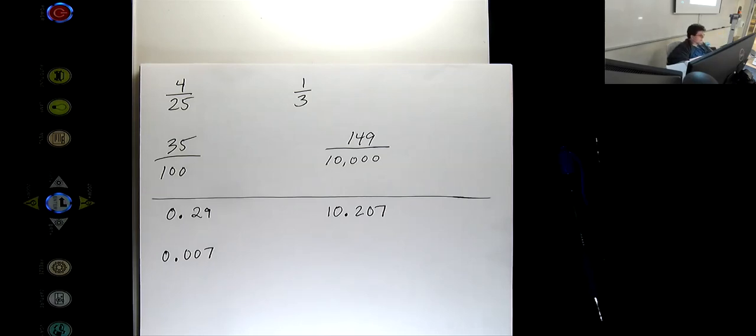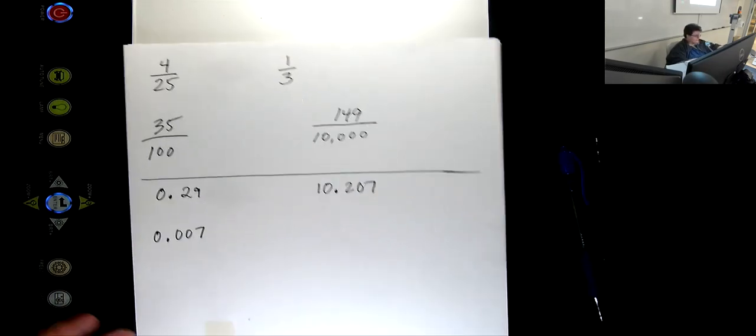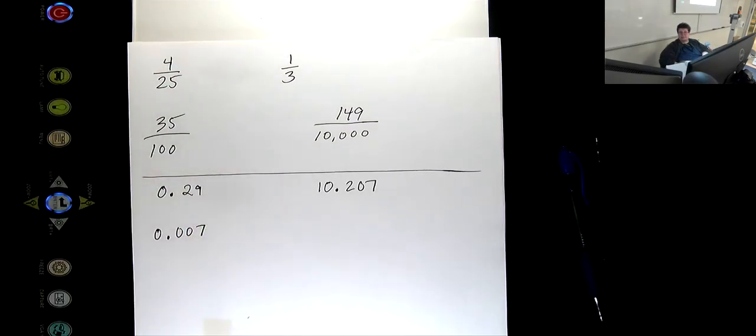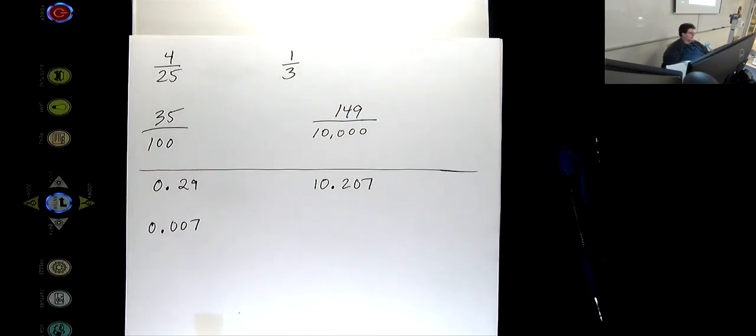Say that again? These are fractions to go to decimals on this one and then decimals to fractions on this side. Yeah, those are different questions. One's not the answer for the other.